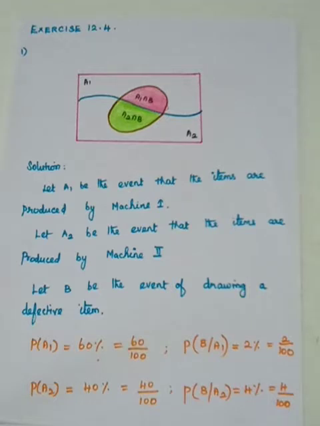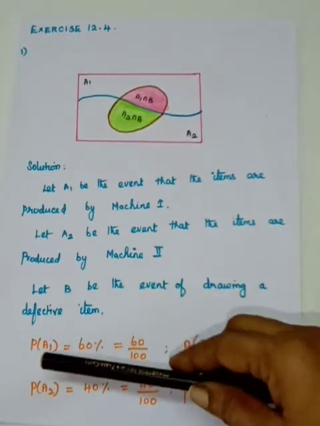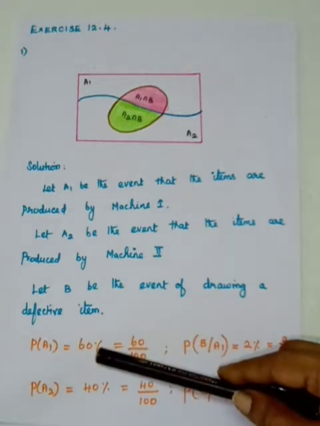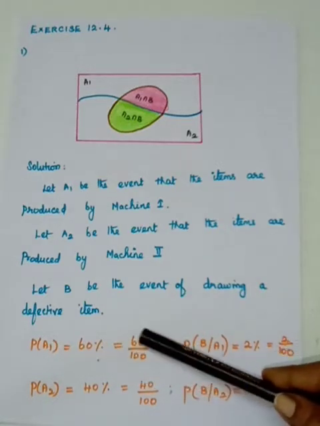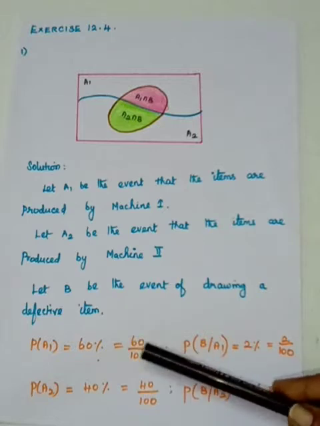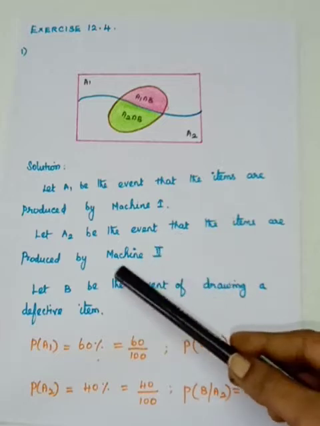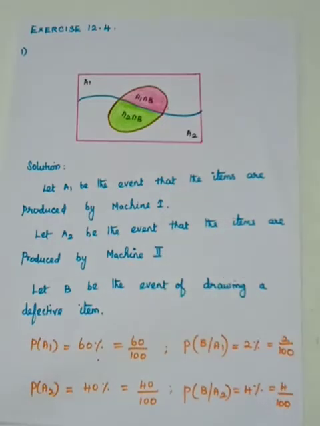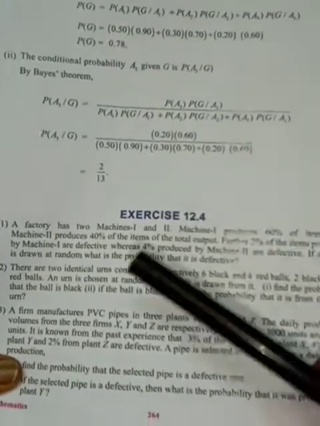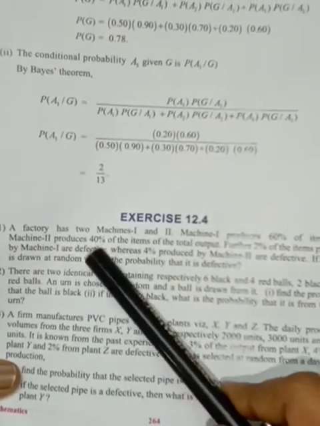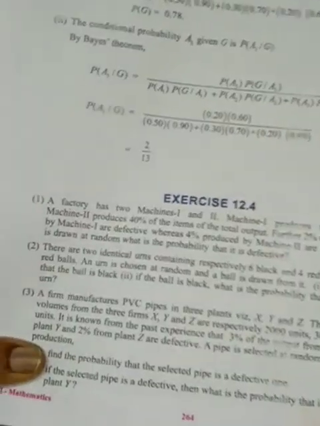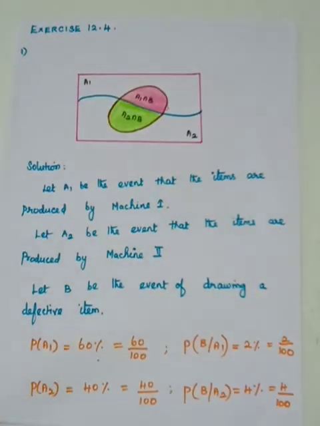Now see what is given. 60% of the items are produced by machine 1. Therefore P of A1 is equal to 60%. 60% means 60 by 100. And P of A2: A2 is the event that the items are produced by machine 2. In the problem it is given that machine 2 produces 40% of the items. So P of A2 is equal to 40%, that is 40 by 100.